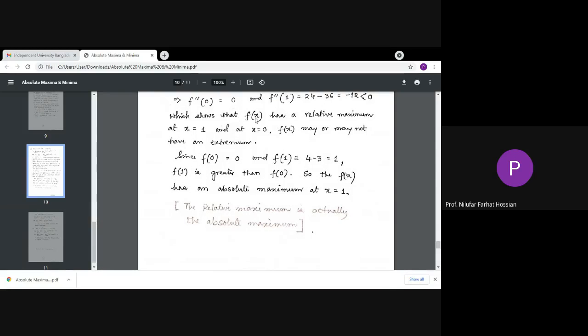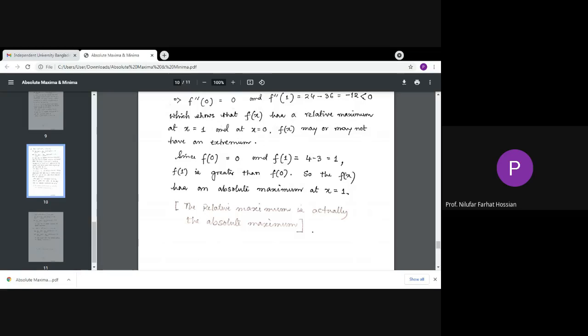So here I have mentioned that f(x) has a relative maximum in a local interval. Considering a local interval, you could please include the words "in a local interval" at x equal to 1 and x equal to 0. And at x equal to 0, f(x) may or may not have an extremum. Since f of 0 equals 0 and f of 1 equals 1, in between these two values, which one is bigger? This one is the larger one. So f of 1 is greater than f of 0. So the function f(x) has an absolute maximum at x equal to 1.